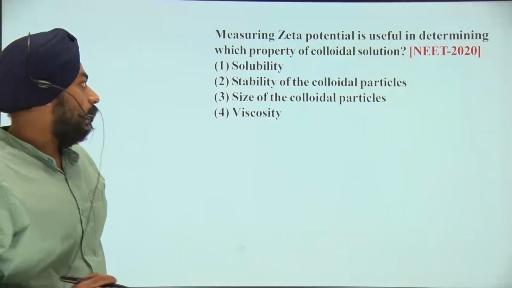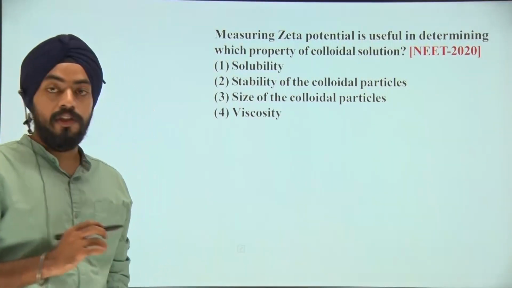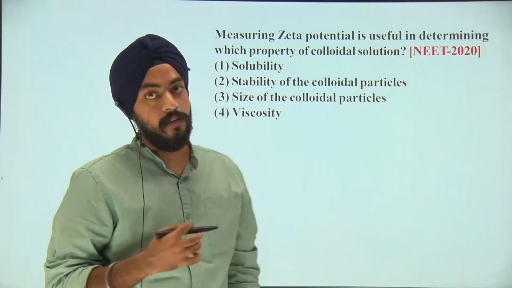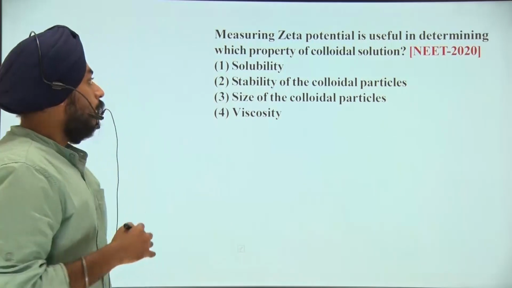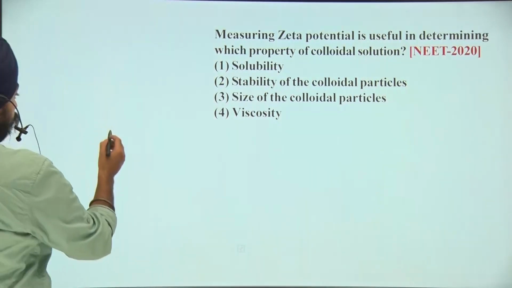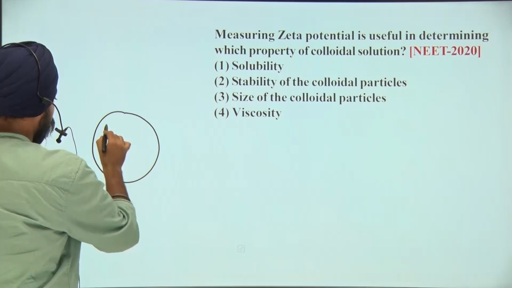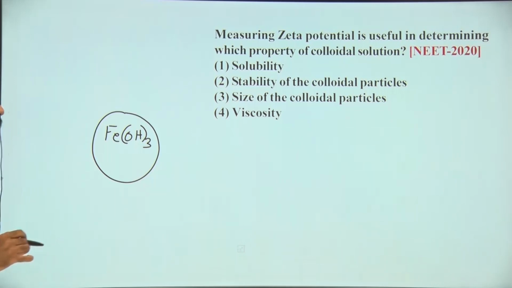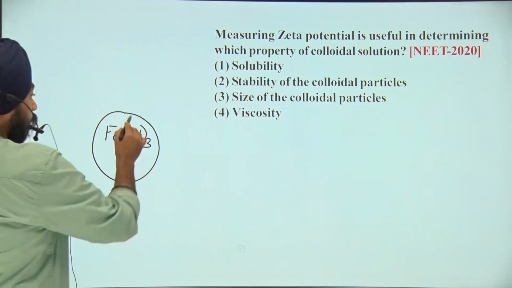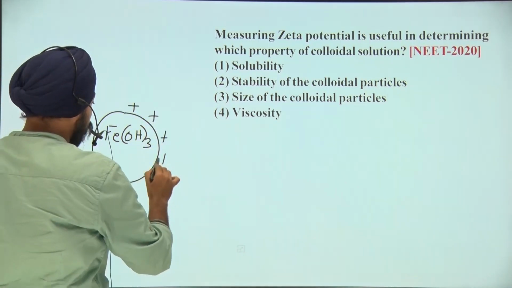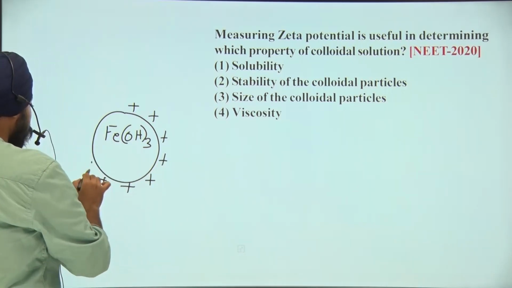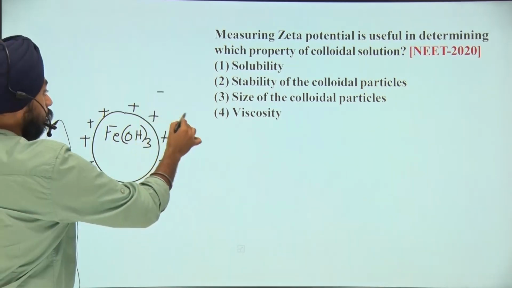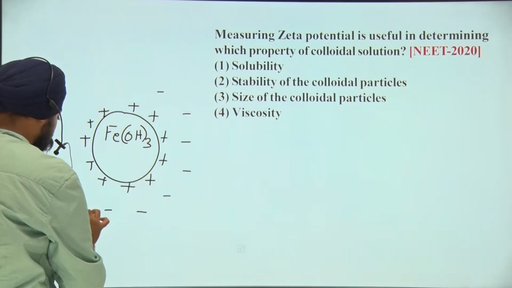Thank you. Our question is, measuring zeta potential is useful in determining which property of the colloidal solution. Students, this question is from the surface chemistry chapter, class 12. First of all, what is zeta potential? Students, if you have Fe(OH)3 sol, and if we mix FeCl3 in this, positive charge will get adsorbed on the surface. And seeing this, the negative charge will also come over here.